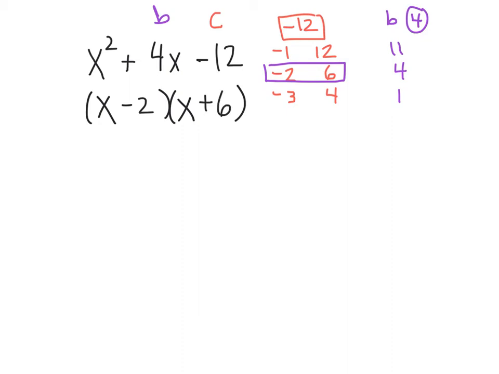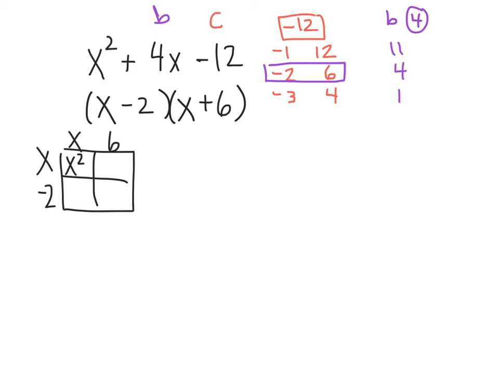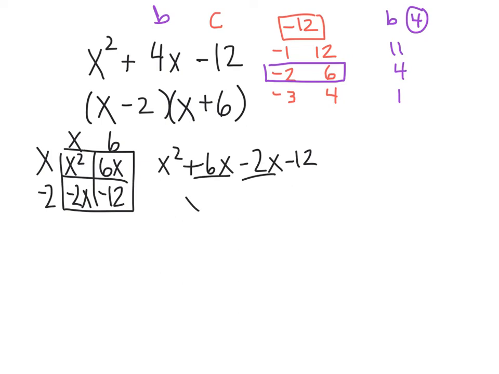Again, if we check this by using FOIL or the array, we will see that we arrive back at our original problem. Let me write x minus 2 there and x plus 6 here, and do my multiplication quickly to check. X times x is x squared. Negative 2 times x is negative 2x. X times 6 is 6x. And negative 2 times 6 is negative 12. We'll get x squared plus 6x minus 2x minus 12. When we combine our like terms, we do indeed get x squared plus 4x minus 12. And this matches our original expression.